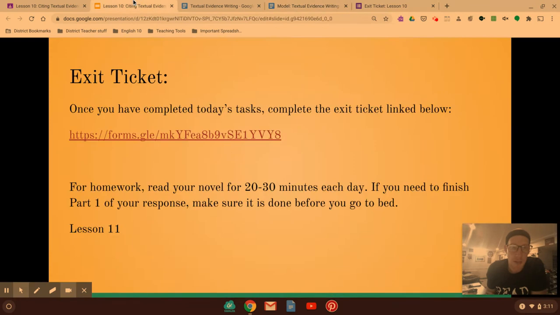And then read for 20 to 30 minutes tonight. If you still need to finish part 1 of your response, make sure that it's done before you go to bed. And we'll see you for lesson 11.